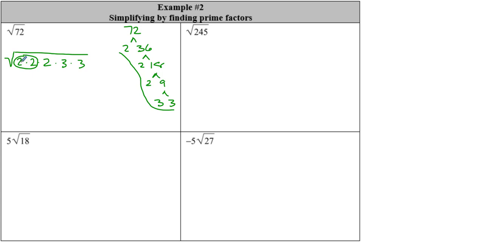So how many twins do I got? Well, I got a 2 and a 2. That's good. Got this 2. There's no other 2 there, so I can't use it. But I do got this 3 and this 3. Okay, so how many pairs of 2s did I find? I found 1 pair of 2s. So that means I'm only taking out 1.